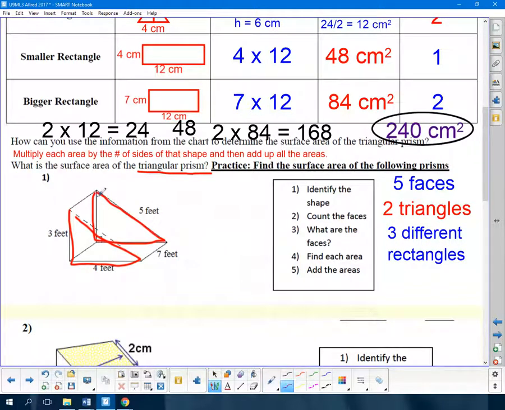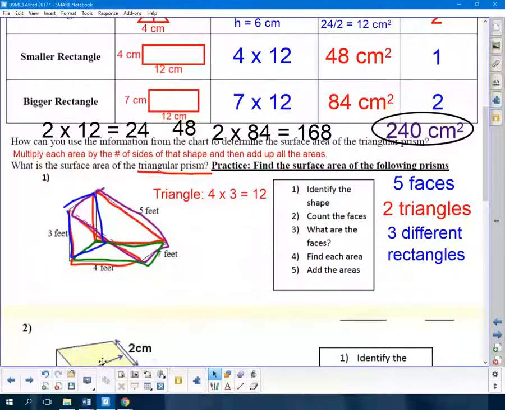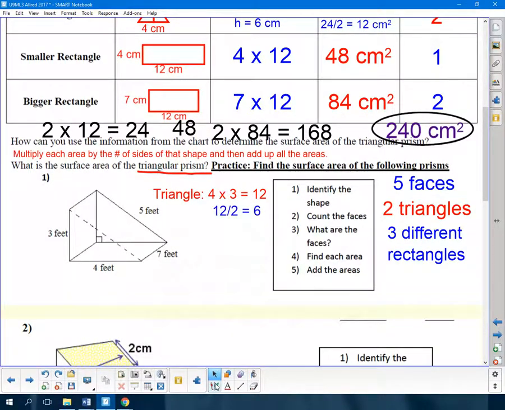It has a 5x7 rectangle on this side. It has a 4x7 rectangle on the bottom in green. And then it has a 3x7 rectangle on the back left side of it. Okay, the triangles are worth 4x3. 4 times 3 is 12. 12 divided by 2 is 6. So one of these triangles that I'm about to highlight for you here in blue is worth 6 centimeters squared. There's 2 of them, so I did 6 times 2 and got 12 feet squared.